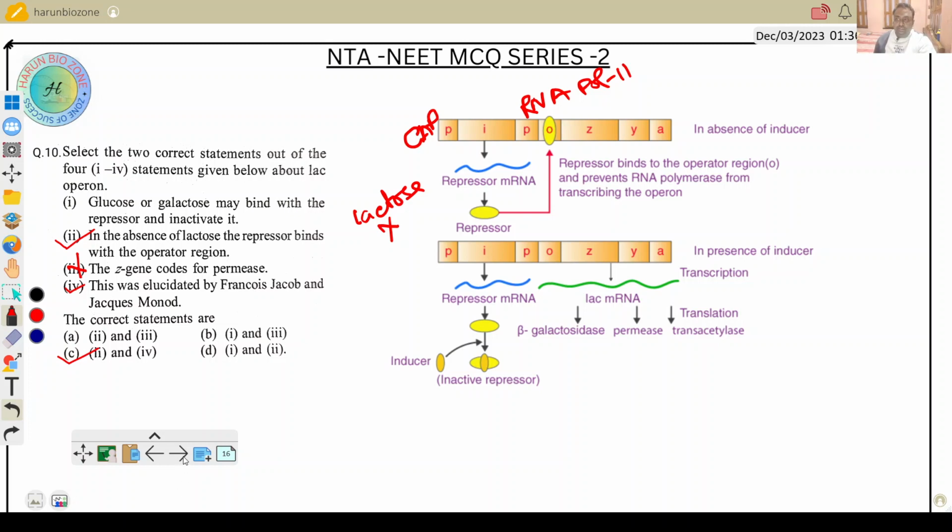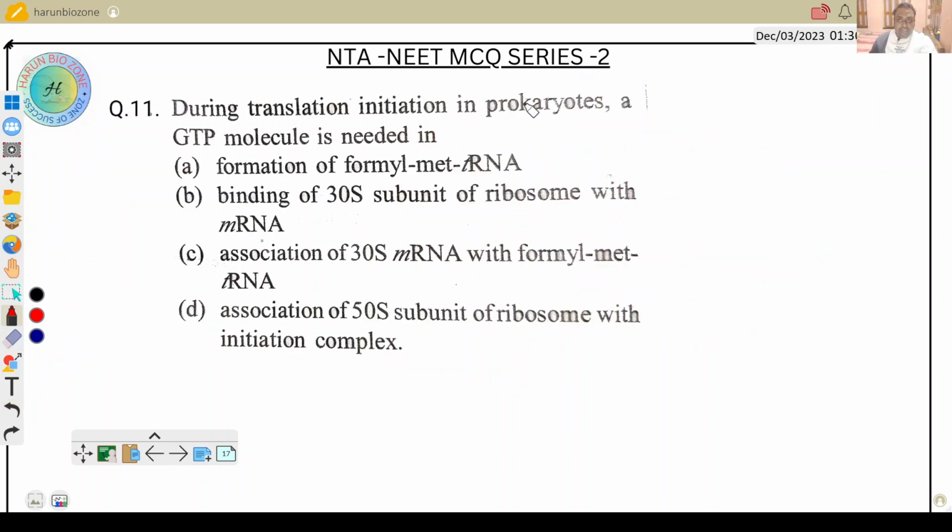Next question. During translation initiation in prokaryotes, a GTP molecule is needed in formation of formyl methionine tRNA, binding of 30S subunit of ribosome with mRNA, association of 30S mRNA with formyl methionine tRNA, association of 50S subunit of ribosome with initiation complex. So here it says that when translation initiation occurs, during translation GTP is required as a source of energy.